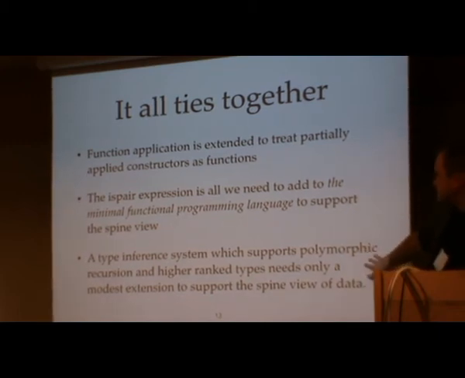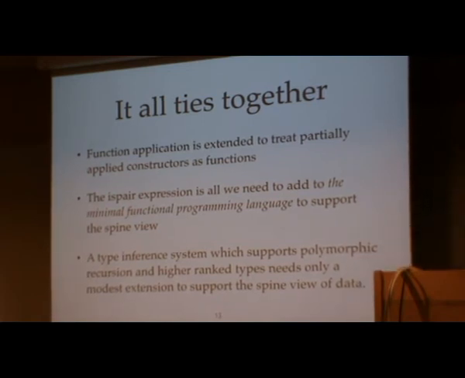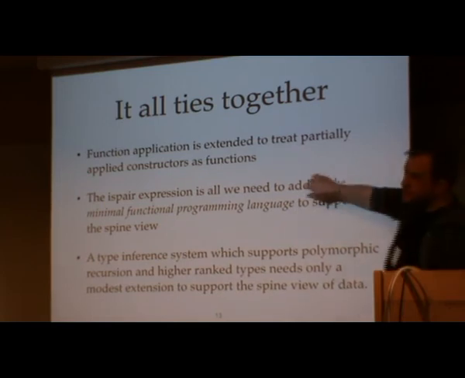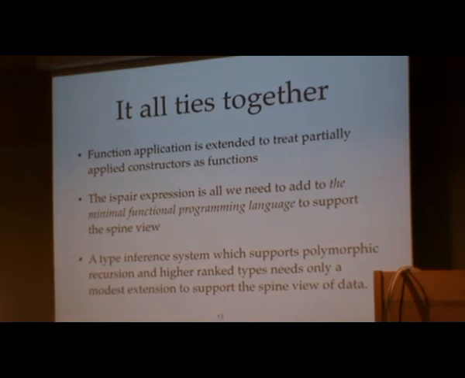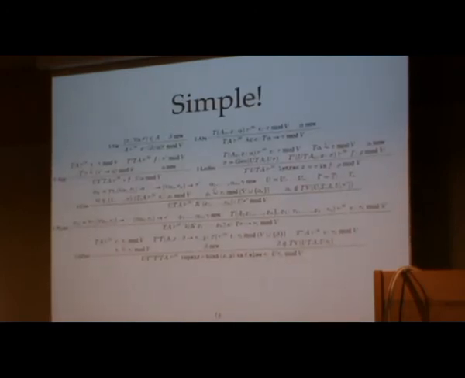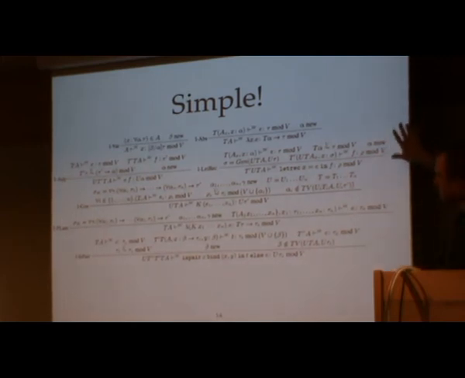And a type inference system which supports polymorphic recursion at higher rank types, FCP, needs only a modest extension to support that extra expression, the is-pair expression. It all falls out kind of nicely. Now, it took quite a while to get there. As I said, here's the slide with the type inference algorithm. It's not my intention that we go through this.